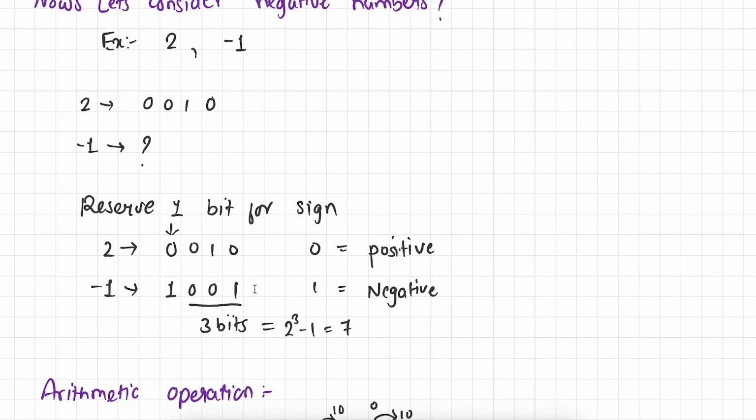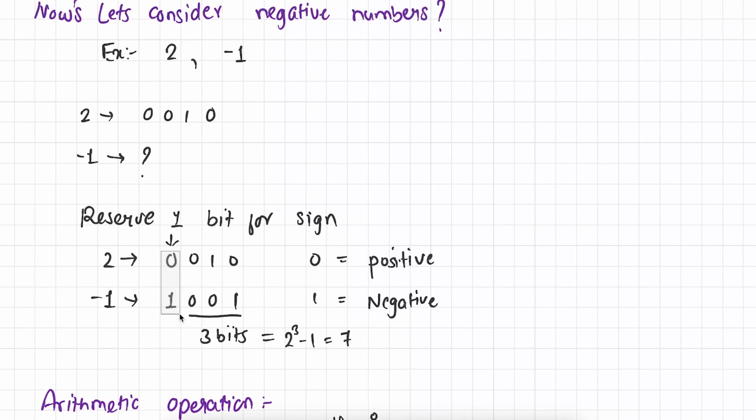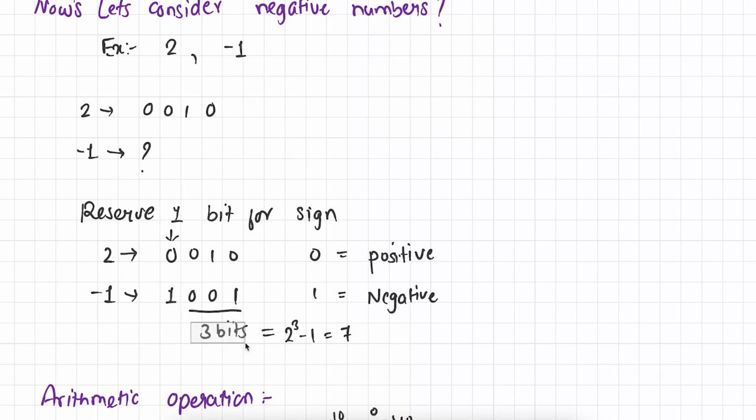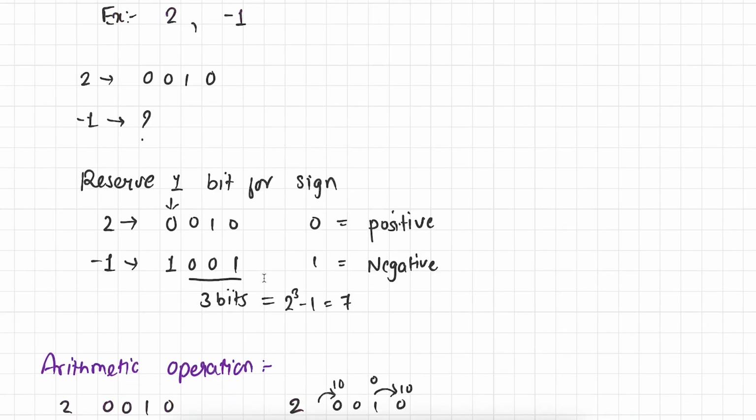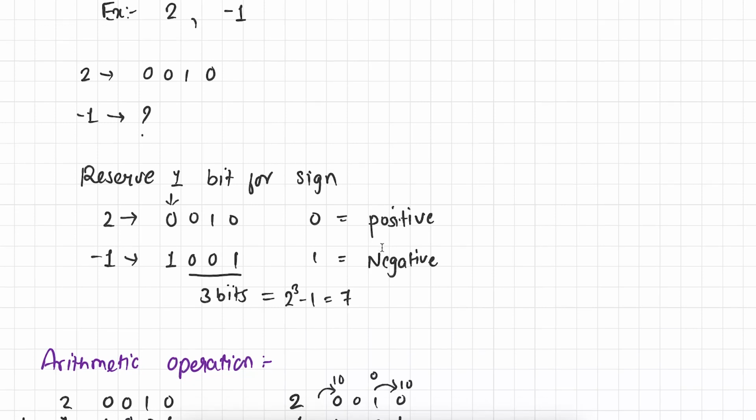Now here we have one disadvantage. One bit is representing only the sign of the number, so we are left with only 3 bits. Now we cannot store 15 numbers in these 3 bits. How many numbers can we store now? 2 to the power 3 minus 1 is equal to 7. So now we can only store 7 numbers here, and that includes both positive and negative numbers. So this is about the representation of negative numbers.